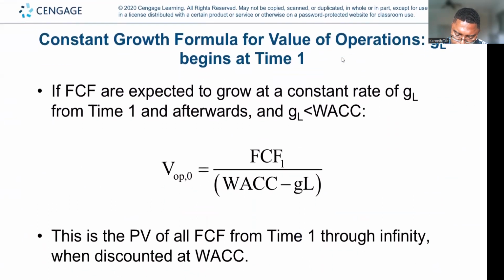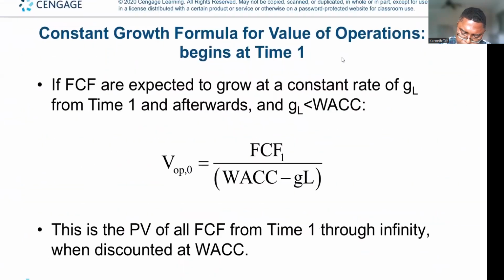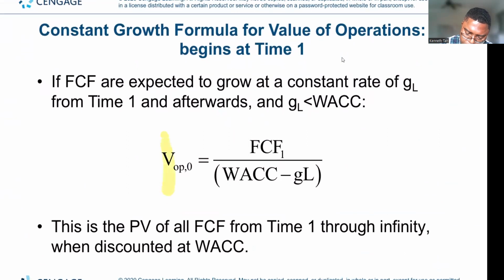And that formula becomes this. So this is the value of operation at year 0. It is going to be free cash flow year 1 divided by WACC minus the growth rate. So all of this is equivalent to the present value of all those future cash flows.